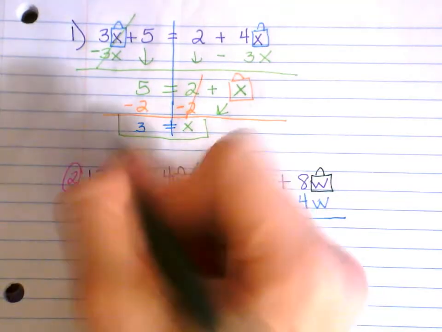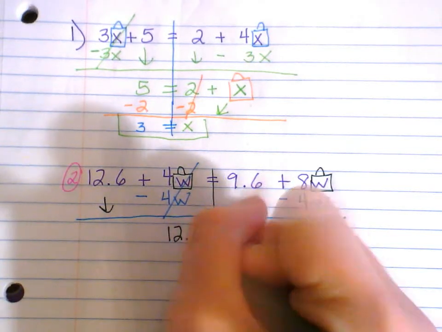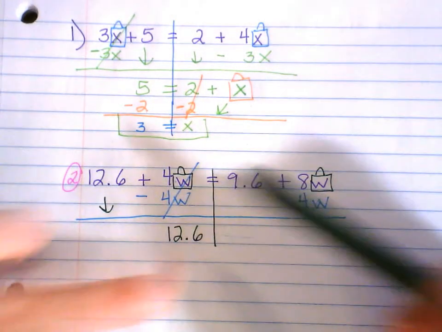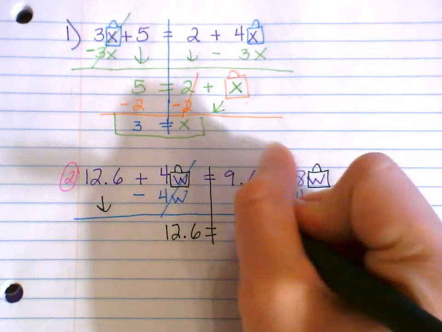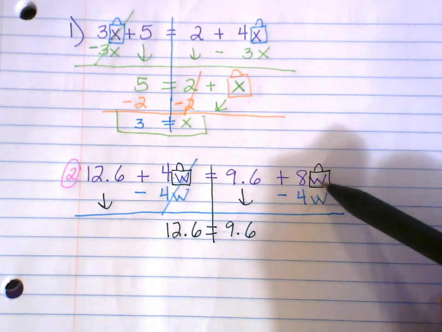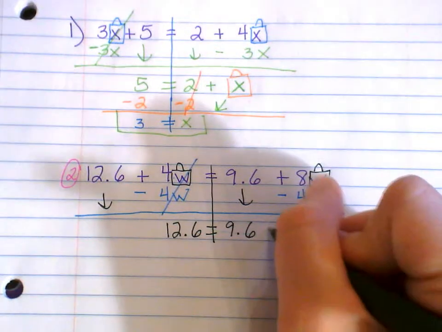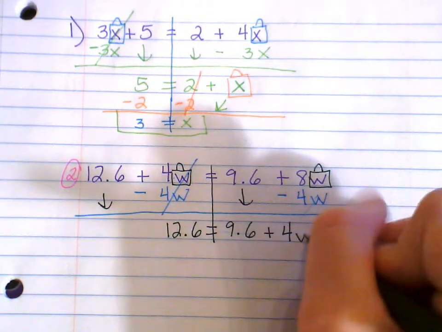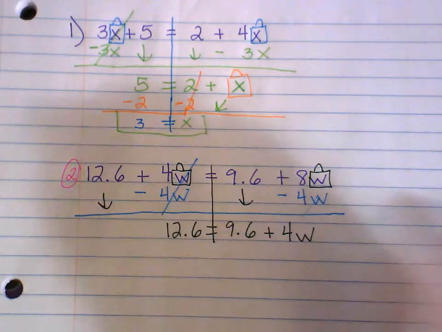So 12.6 stays. We bring it down. 4w minus 4w is nothing. Equal sign. Bring down the 9.6. 8w minus 4w. So if we have 8 w's and we take away 4, that leaves us with 4w. All right, think about what you would do next. Now it's a two-step equation.